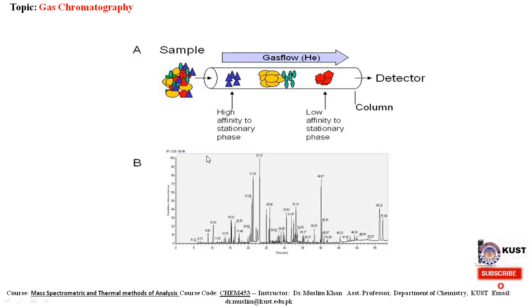When they come out of the column, they are detected by a detector, and then you get this chromatogram, which is basically the plot of the relative abundance of different components versus time. This is time in minutes. Some components are eluted at 10 minutes, some at 20, some at 25, even 40 minutes, and 55 and 60 minutes, etc. So this is how a chromatogram looks.